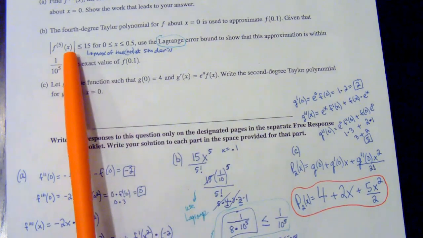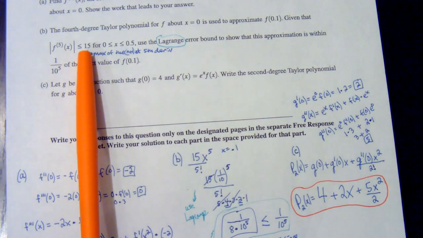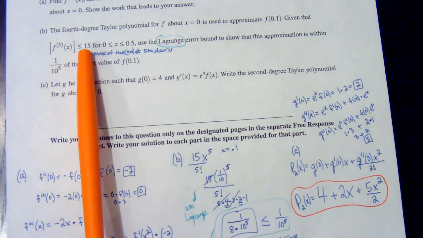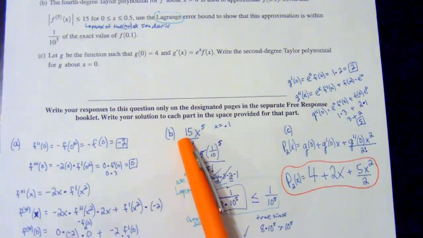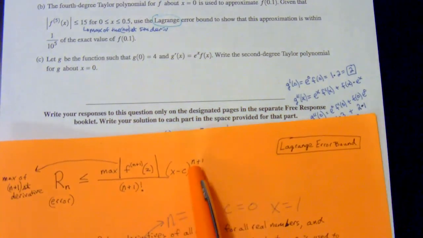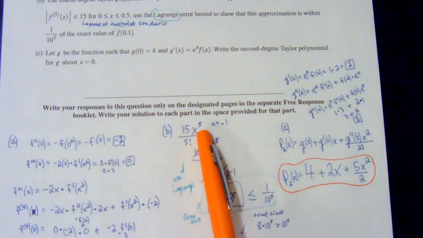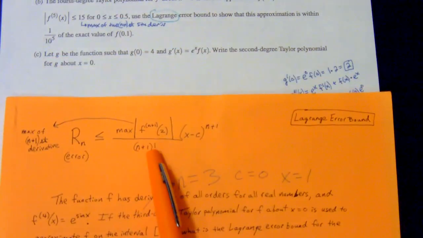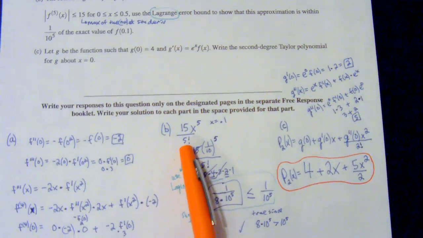So the maximum of that fifth derivative, they've told us the highest that that next derivative goes is 15. So there's my 15. And then that was this part of it. And then it says x minus c. The c was 0, so it's just going to be x to the 4 plus 1. That's going to be x to the fifth. And then over n plus 1 factorial, it's over 5 factorial.